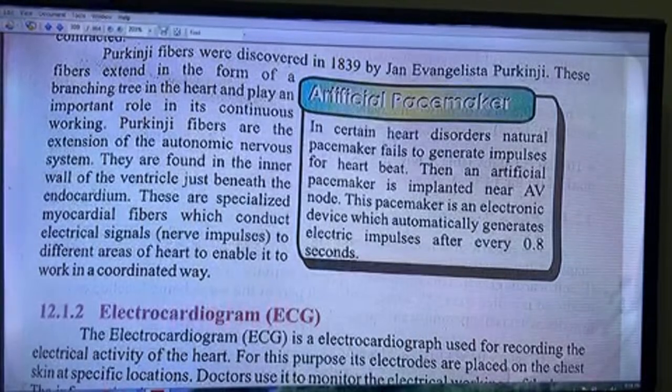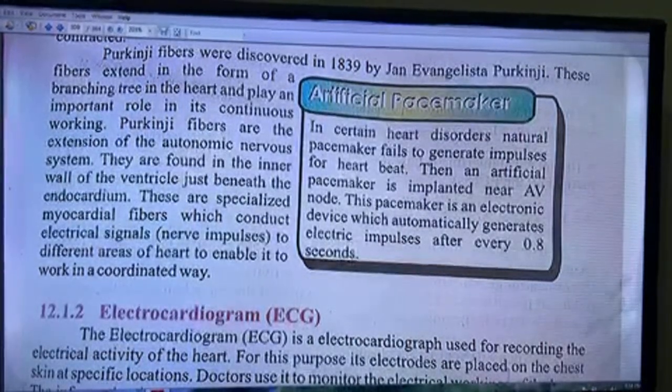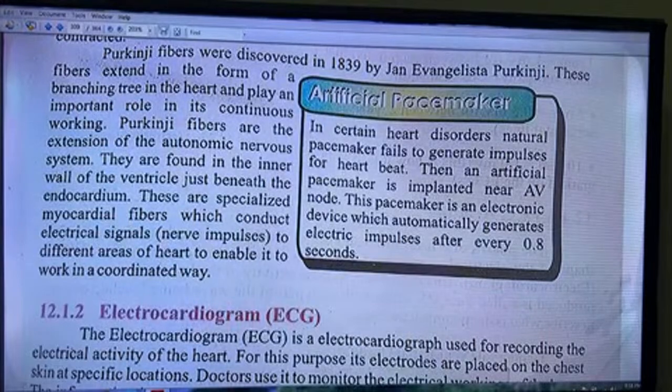Purkinje fibers were discovered in 1839 by John Evangelista Purkinje. These fibers extend in the form of a branching tree in the heart and play an important role in its continuous working. Purkinje fibers are an extension of the autonomic nervous system. They are found in the inner wall of the ventricle, just beneath the endocardium. These are specialized myocardial fibers which conduct electrical signals, nerve impulses, to different areas of the heart to enable it to work in a coordinated way.